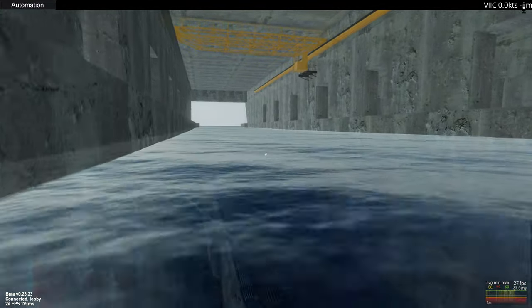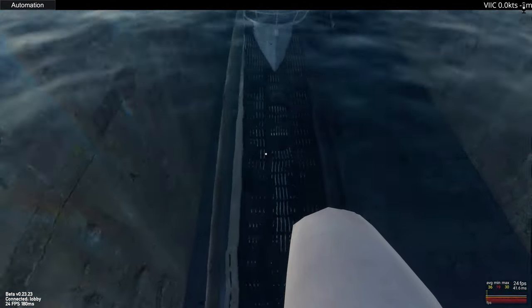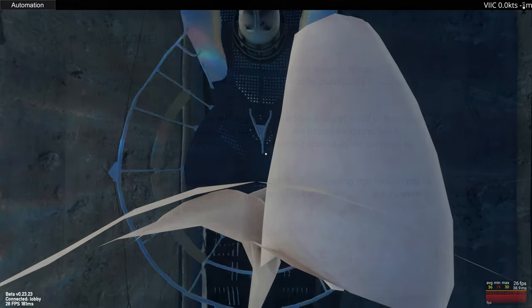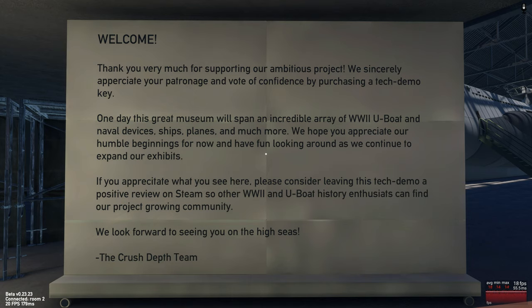Sadly, I couldn't figure out how to dive back down to the boat or climb out to investigate what appeared to be a pretty primitive-looking helicopter. So instead, I opted to hard reset once again and loaded the museum instead. And this is where things eventually got very interesting indeed.